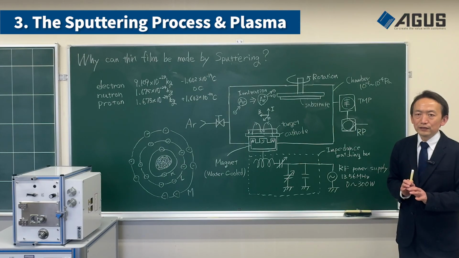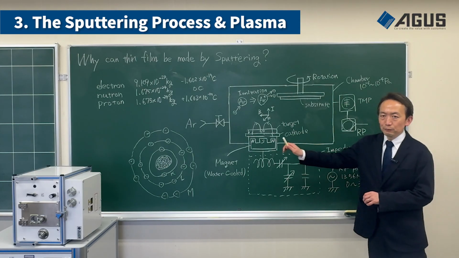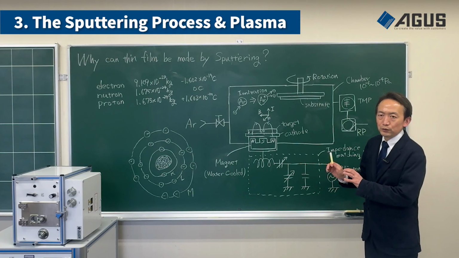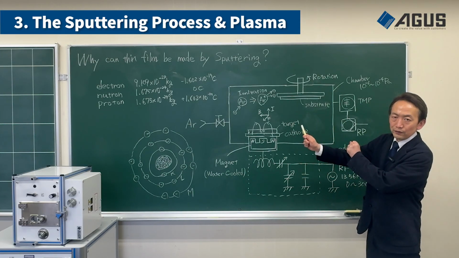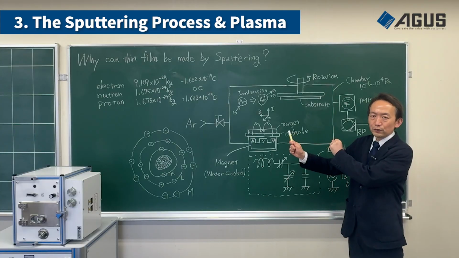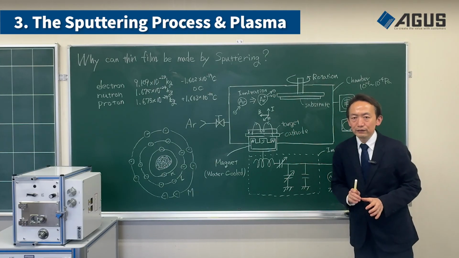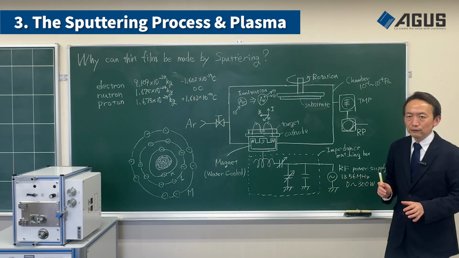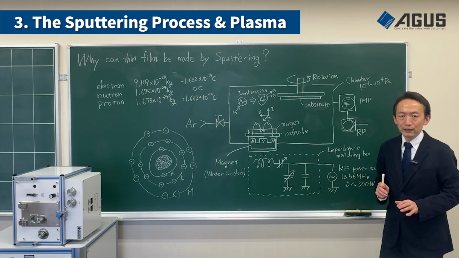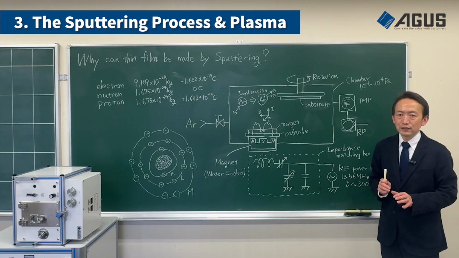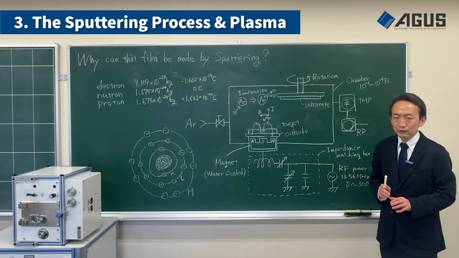When argon gas is introduced, the RF voltage applies force that tries to pull the electrons and protons of the argon atoms apart. However, RF voltage alone is not enough to maintain a plasma state. This is where the magnet inside the cathode becomes important.